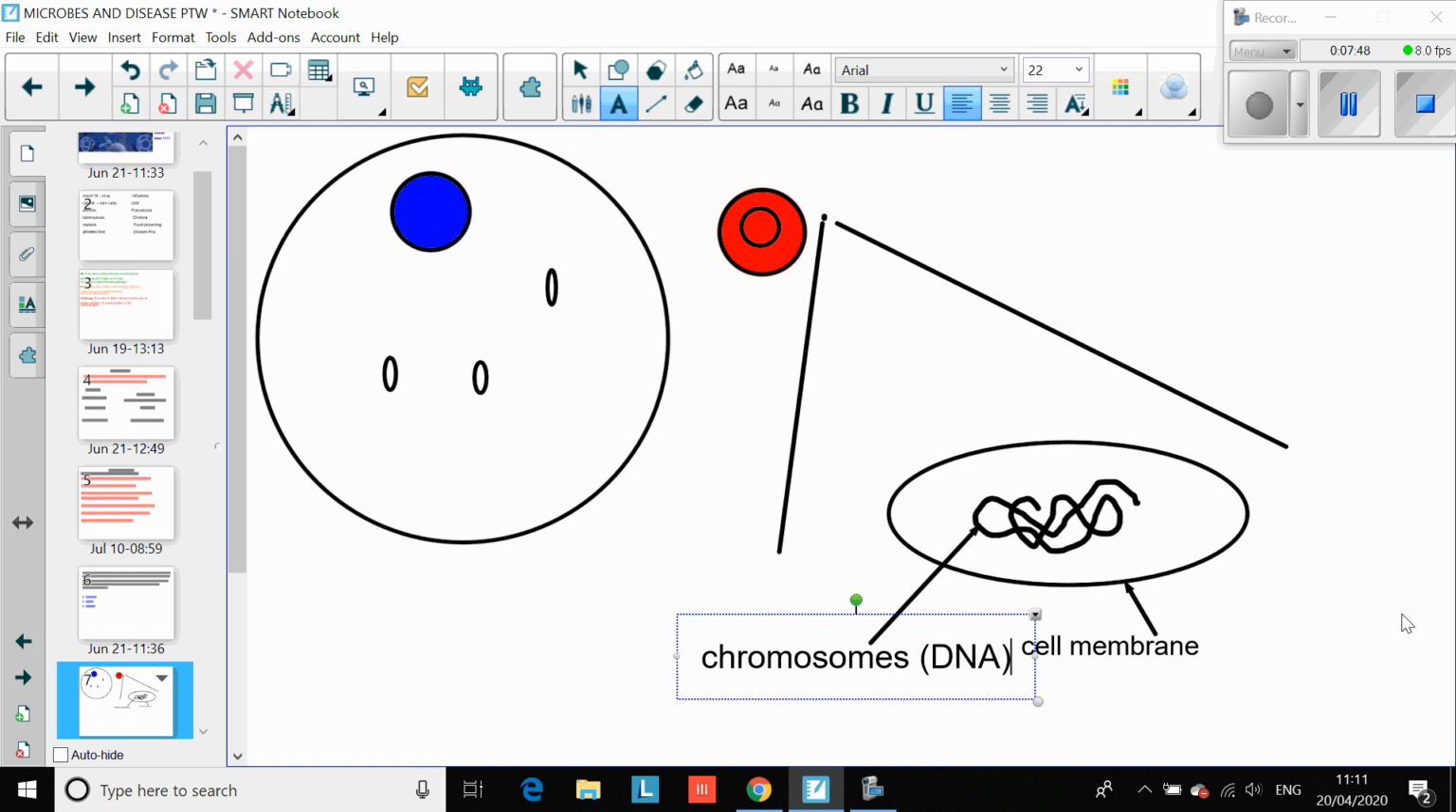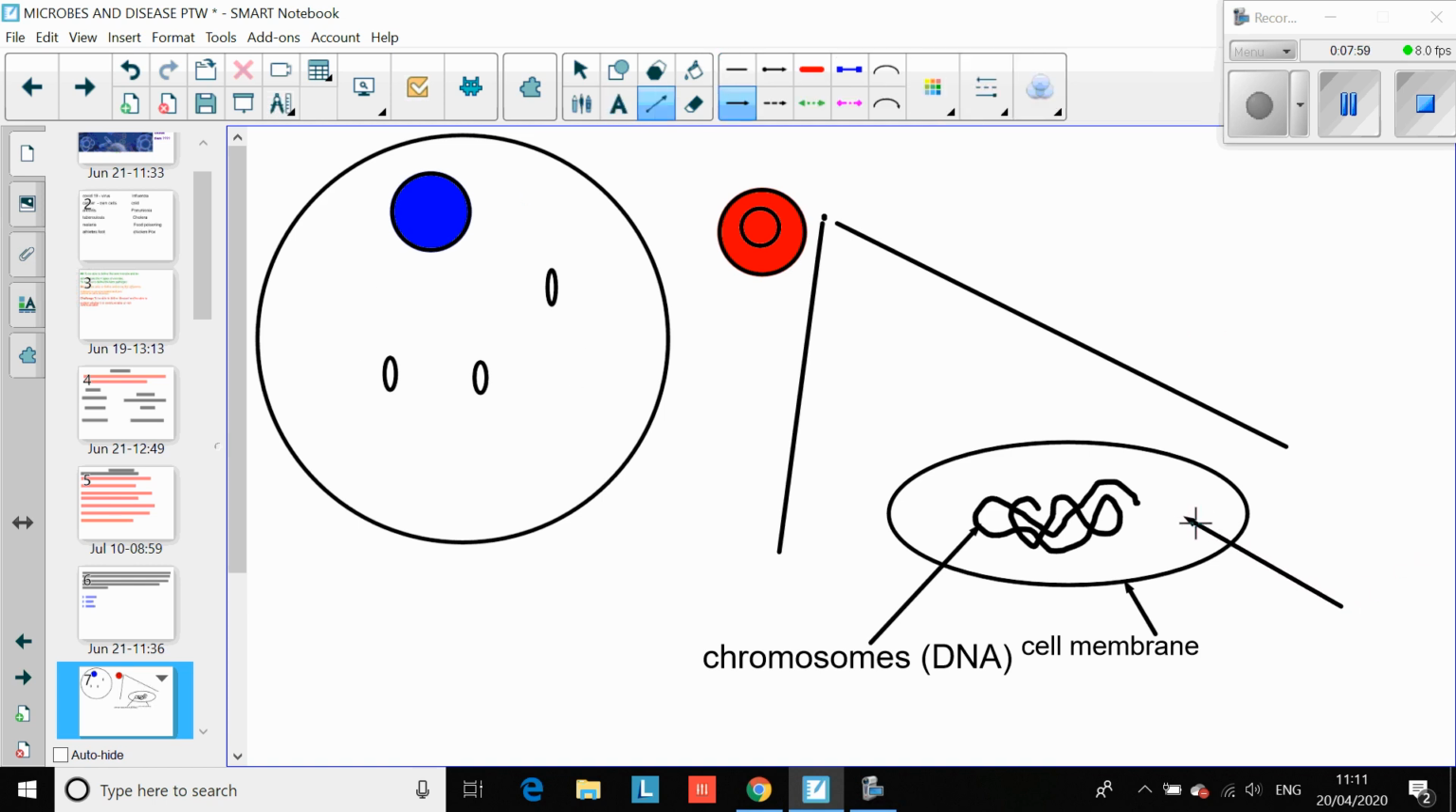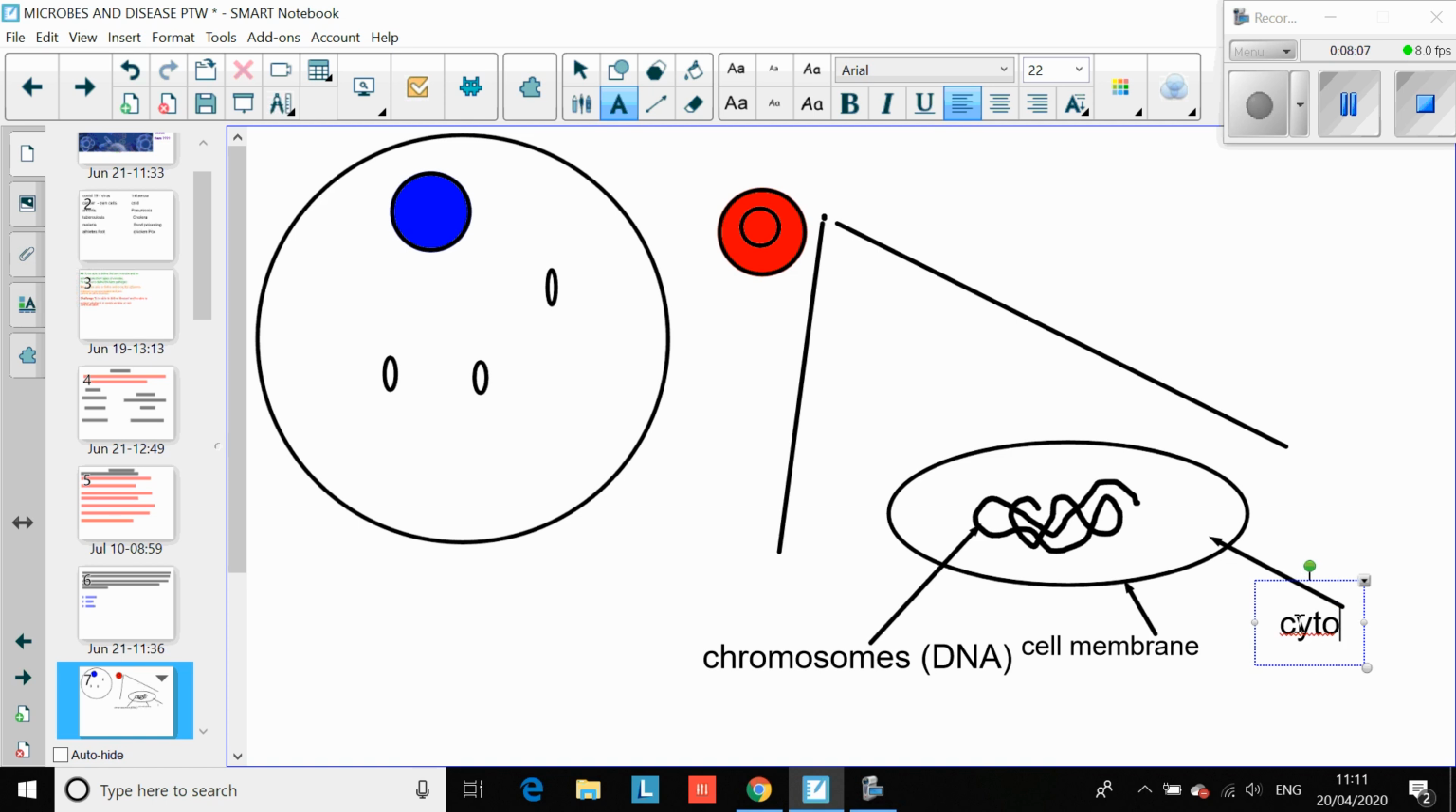So that's the main part, and then bacteria also have this soft jelly-like material, which hopefully you remember from year 7 is called cytoplasm. So we're just going to add that in as well. As you can see already, a bacteria has a lot of things which are very similar to us. They've got DNA, just like us, except ours is in a nucleus and theirs is just floating free. They've got a cell membrane, just like us, and they've got cytoplasm. But there are some key differences.